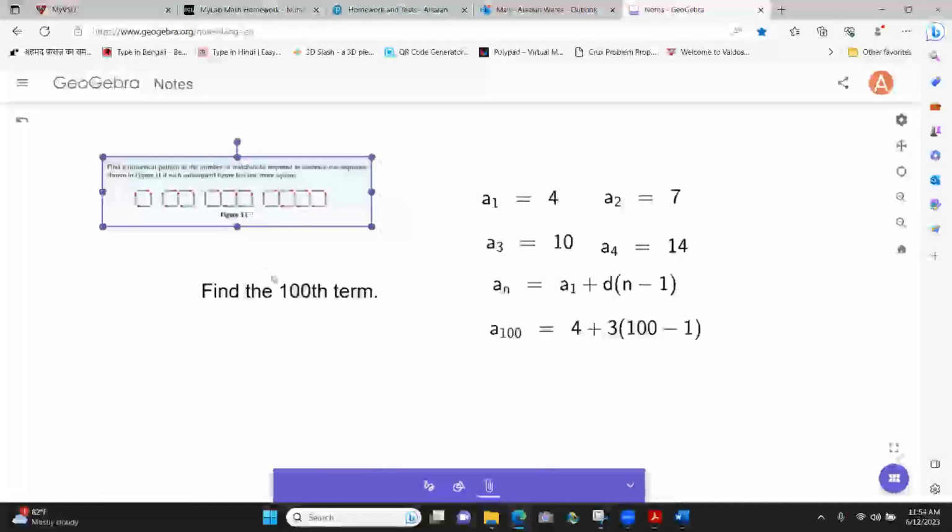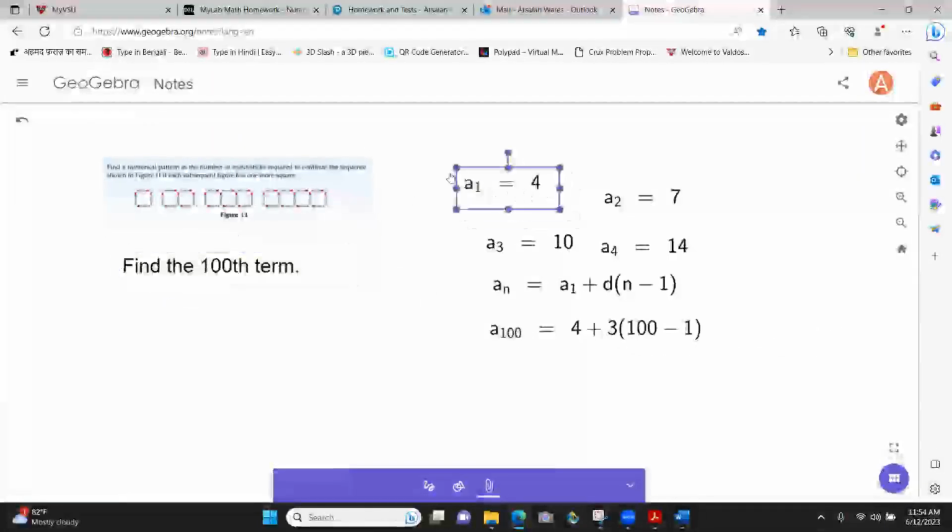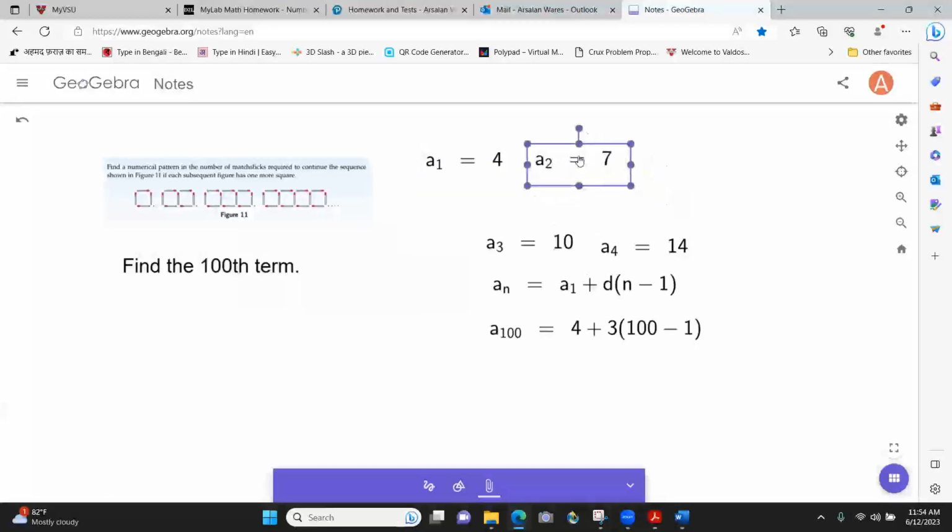Make it a little smaller. I need the room.